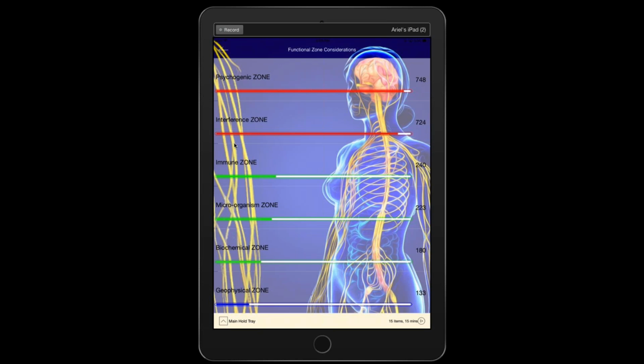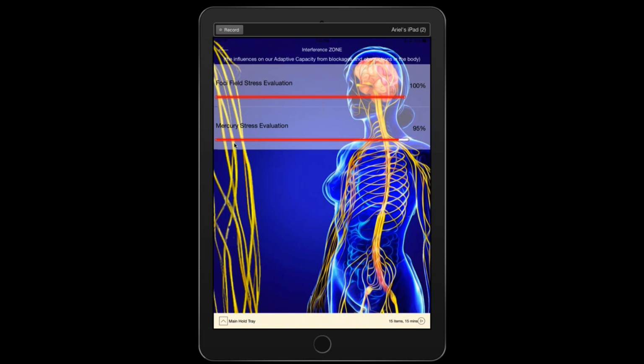So what we can do now, I think the one that would be the most interesting is the interference zone, and we can tap on the interference zone and we can get more information about why this interference zone is occurring. Now remember, they're all related to the anxiety, so it all goes back to that. So a foci stress evaluation, 100%, a mercury stress evaluation, 95%. A foci field stress evaluation means that there's an infection in the body. A foci of infection is the location of an infection. There's an infection in the body that is affecting this person, and so it could very well be the teeth. It could be another source of infection in the body.